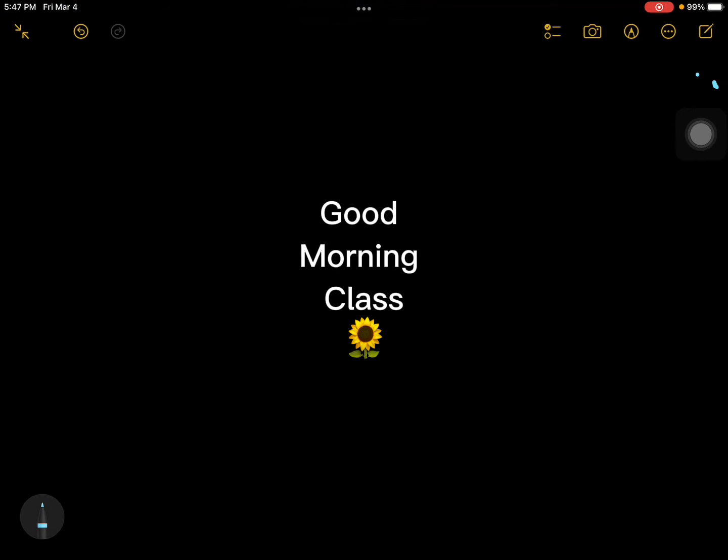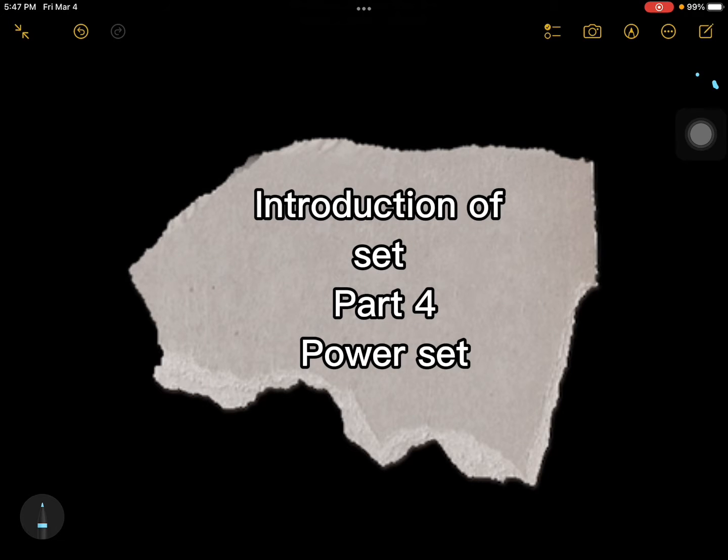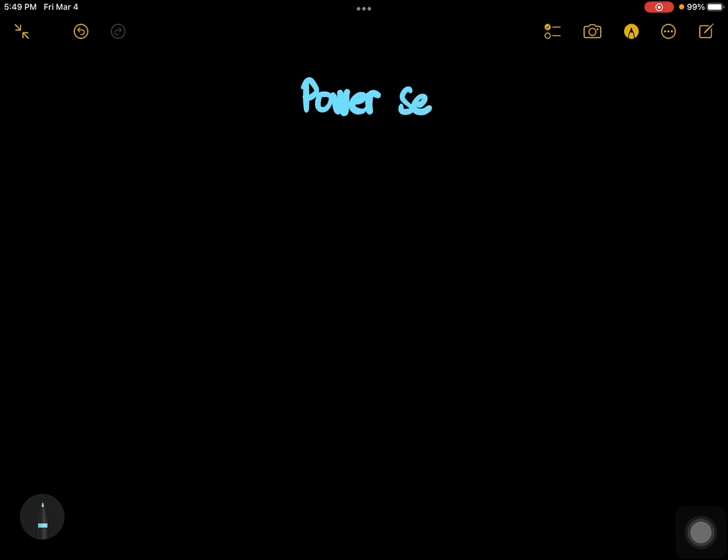Good morning, class. So let us discuss power set. Power set is still under set theory. Well, obviously, because we still have the word set. Now, what is power set? Power set is a set of all subsets of the given set.